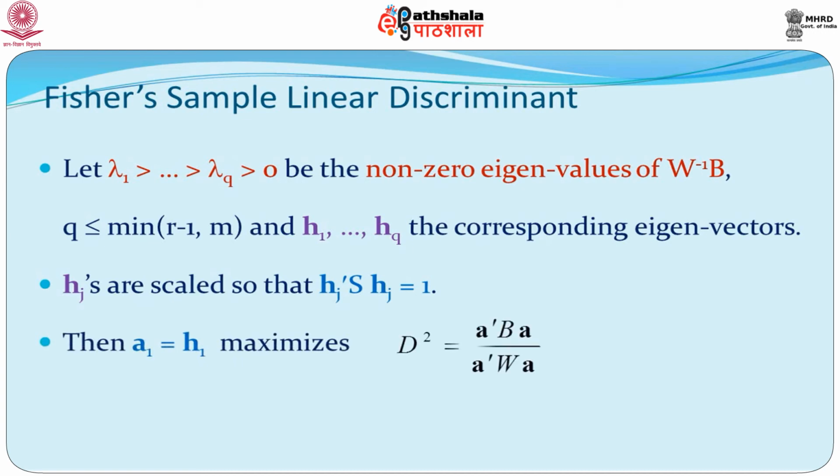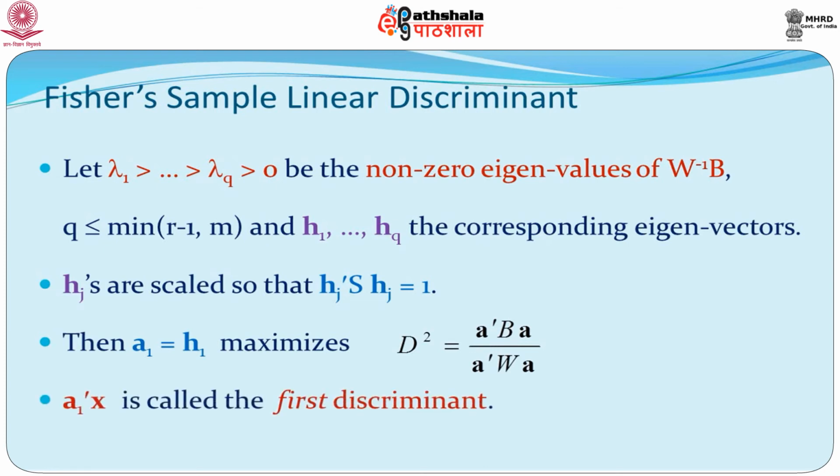So, let us go back and see what we are doing here. We have the non-zero eigenvalues. Lambda 1 is the largest of the non-zero eigenvalues, and h1 is the eigenvector corresponding to the largest non-zero eigenvalue lambda 1. Then h1 as a1 maximizes D square. So, how do you find the maximum? You just find the eigenvalues, take the positive eigenvalues, take the largest of the positive eigenvalues, get the corresponding eigenvector, and that eigenvector becomes your a, and that is what maximizes D square. We call this the first discriminant.